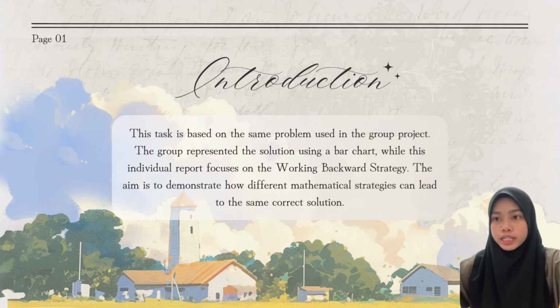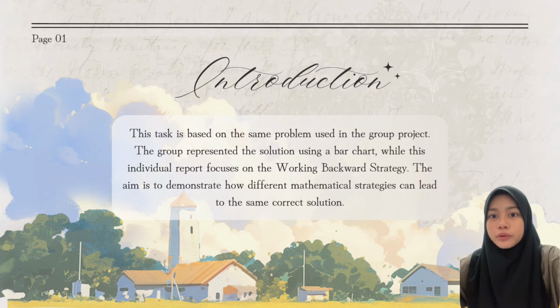For this individual task, I used the same non-routine problem that my group worked on earlier. In our group presentation, we represented the solution using a bar chart. However, in my individual work, I chose to solve the same problem using the working backward strategy. The purpose of this task is to show how mathematical reasoning can be represented in different ways but still lead to the same conclusion. By using this strategy, the solution process becomes more organized and logical as it starts from the final goal and moves backwards to find the unknown information.